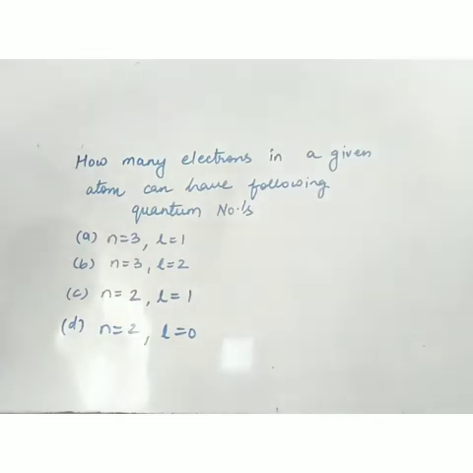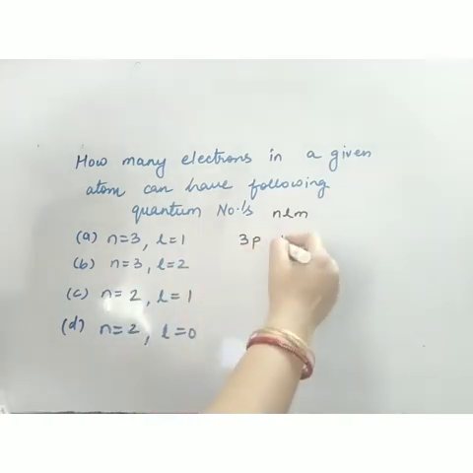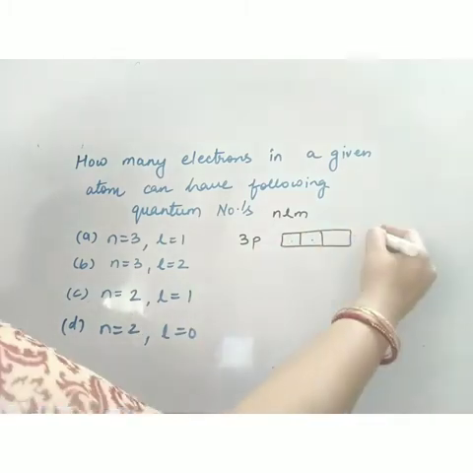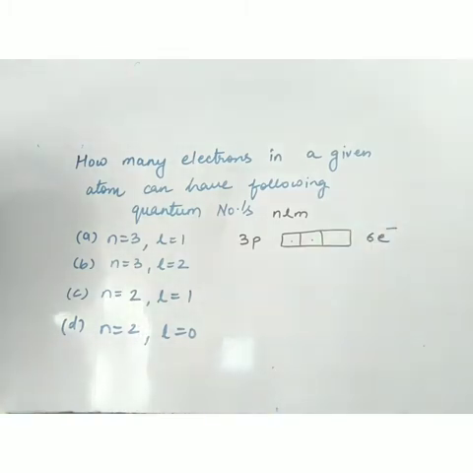The next question is, how many electrons in a given atom can have the following quantum numbers? Now the first is n equal to 3 and L equal to 1. So first I will change this quantum number set into the corresponding orbital. What is the sequence? N, L, M. So 3 as it is, and it is p, 3p. Now I know that 3p means it is not the orbital, it is the subshell, and there are 3 orbitals in the p subshell. So how many total electrons can be accommodated? 6, because one orbital can accommodate 2 electrons.